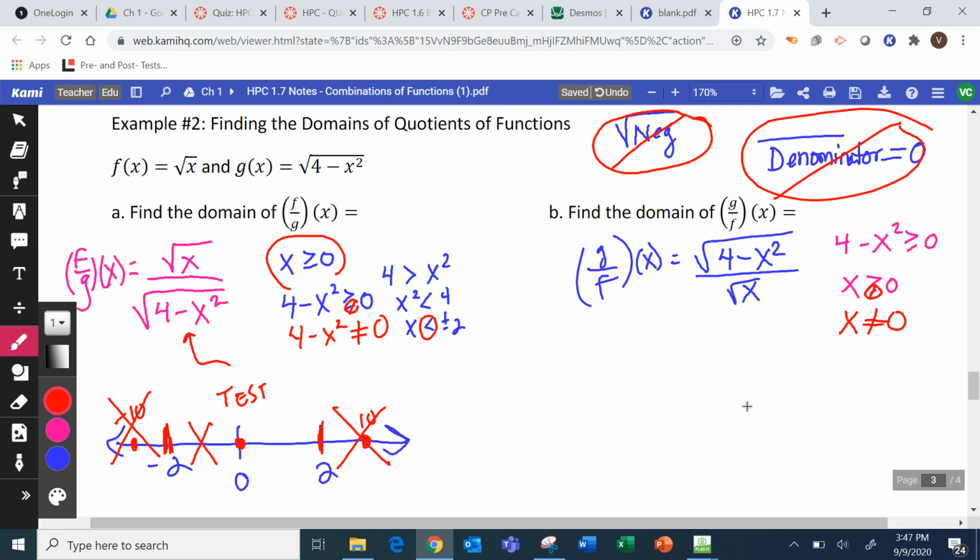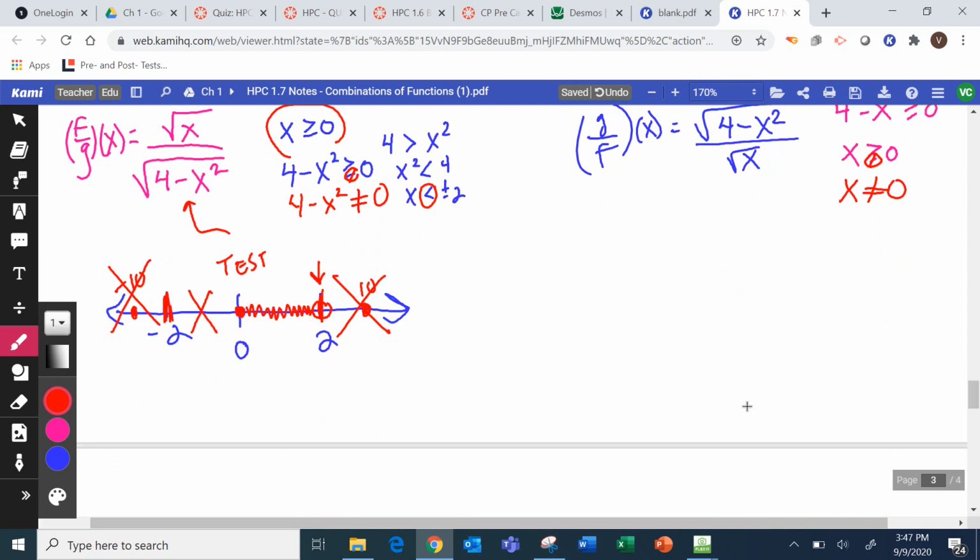So my last question is, does 2 work? Well, if I do 4 minus 2 squared, that equals 0, but it cannot equal 0, so 2 does not work. Our domain ends up being the numbers in between 0 and 2. So I would write that as it can equal 0, goes all the way to 2, but does not equal 2.